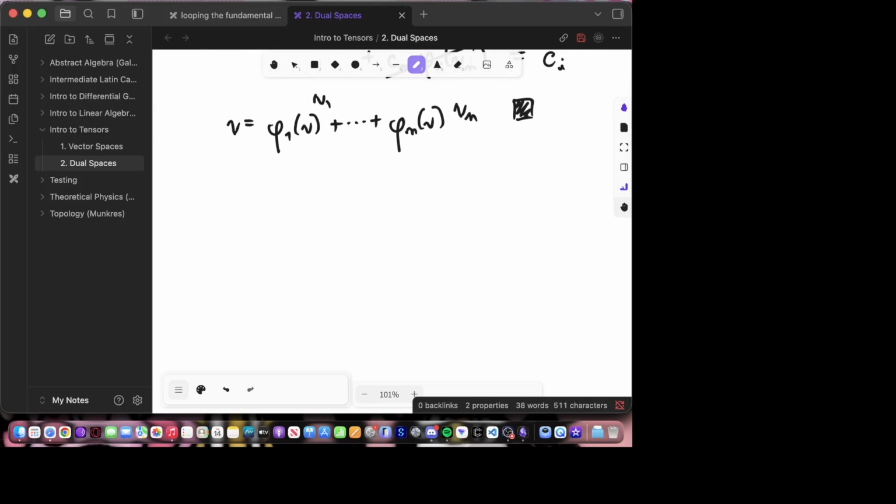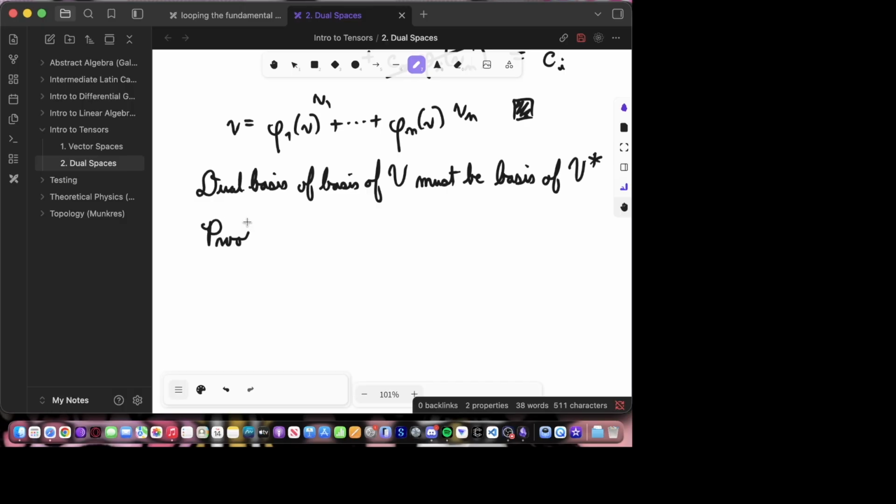Let's move on to another theorem, which is the following. This one is obvious from the name, but let's prove it rigorously. The dual basis of a basis of V must be a basis of the dual space. So let's see how we prove this. Suppose we have a basis and a dual basis.